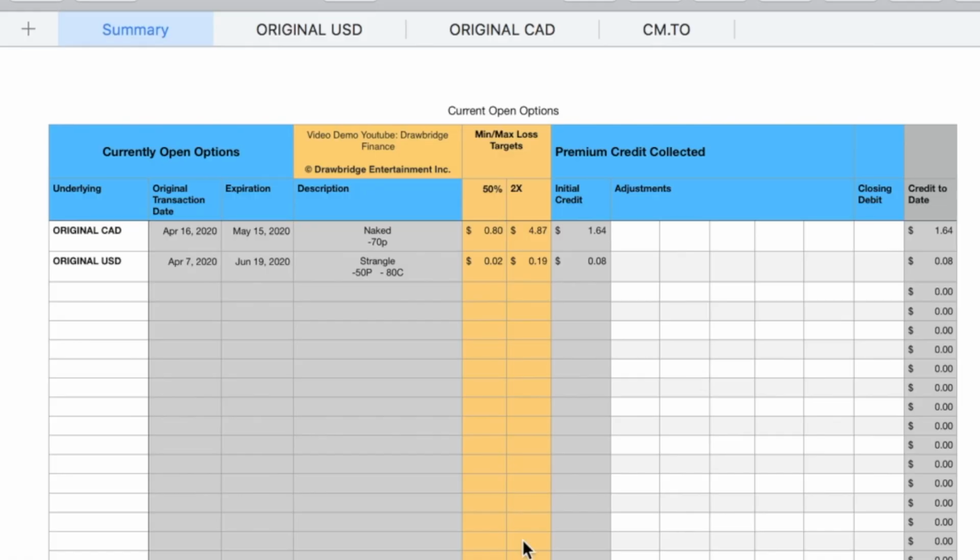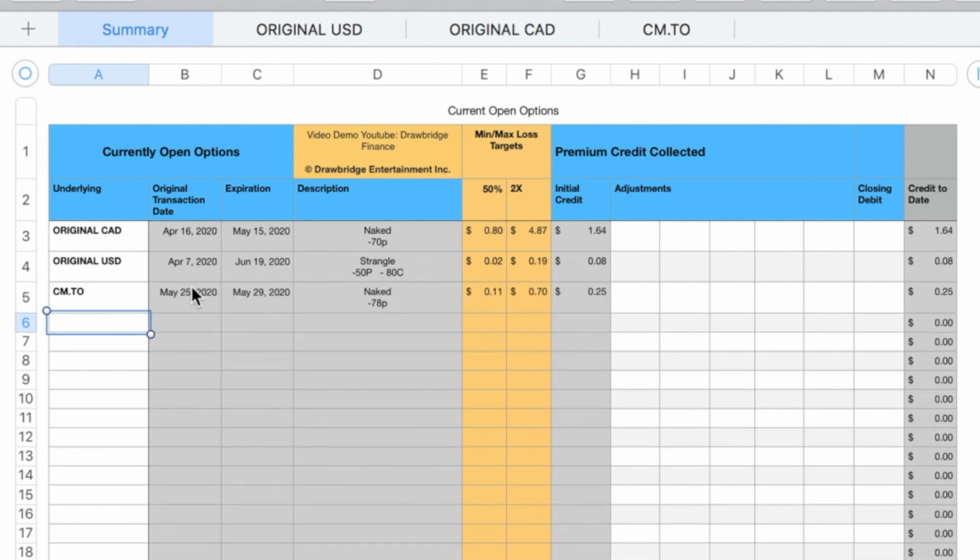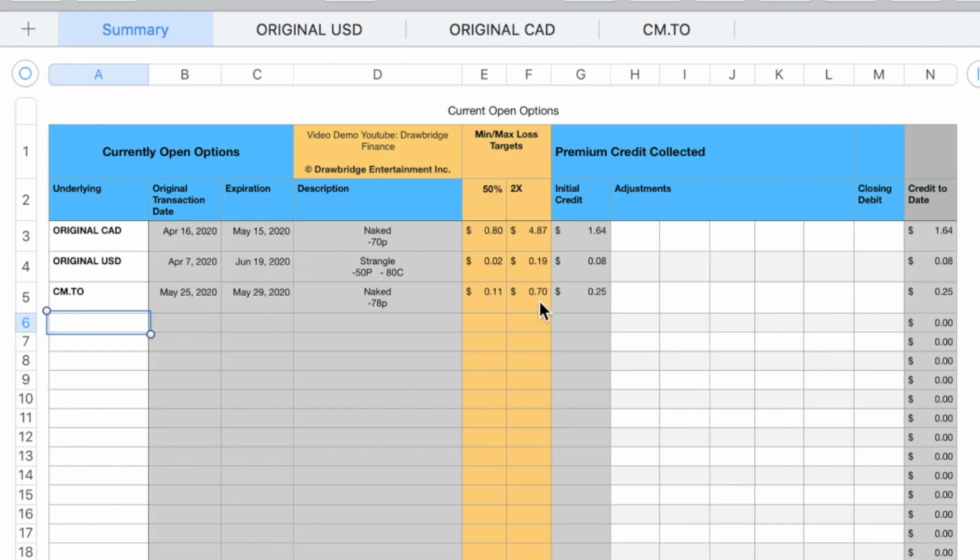So now when we go back to the summary sheet, all we have to do is type in cm.to, which is the name of this spreadsheet over here, and hit enter, and it will automatically fill in the rest. So it tells us we opened it May 25th, it expires May 29th, we have a naked 78 put, and we're looking for a target buyout of either 11 cents, or if it goes against us, 70 cents, and we collected 25 cents originally.